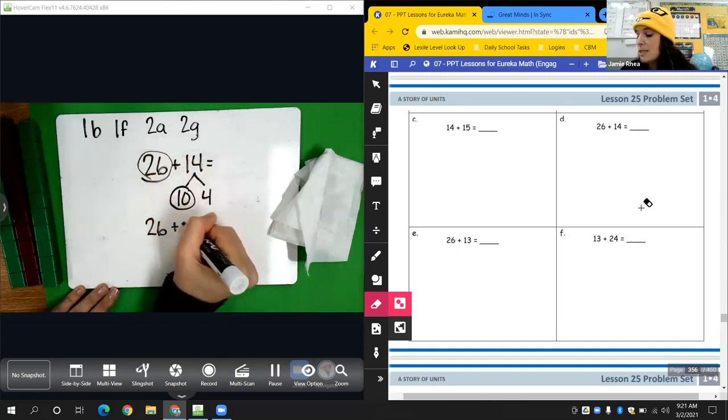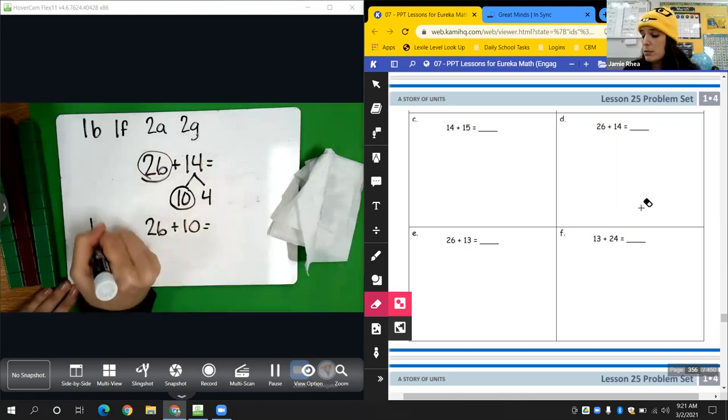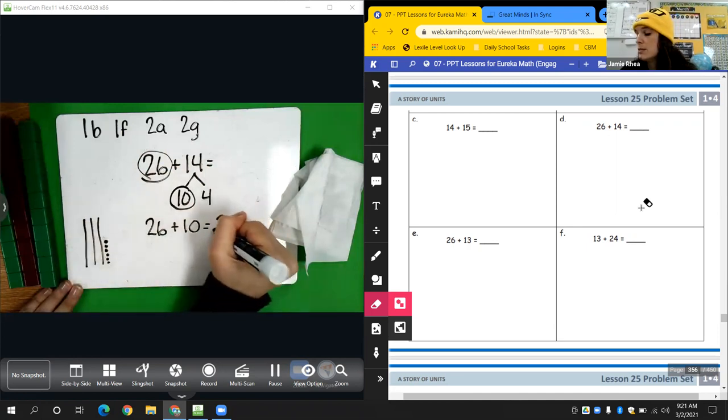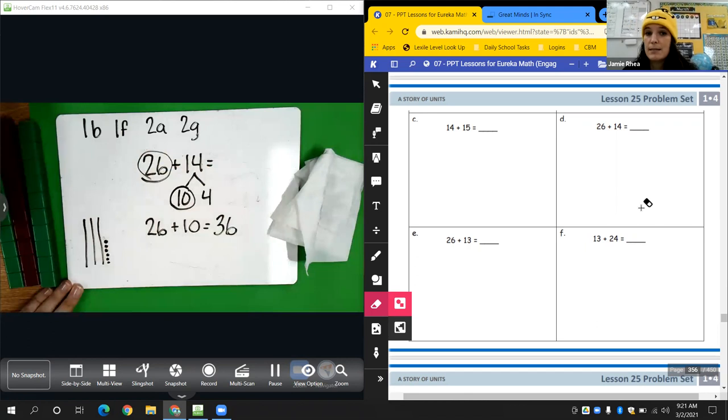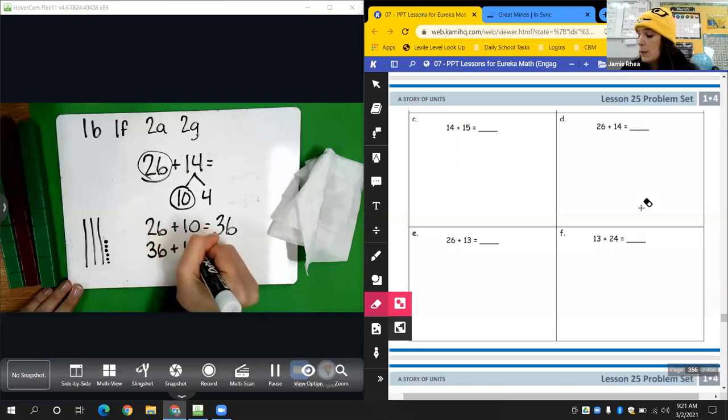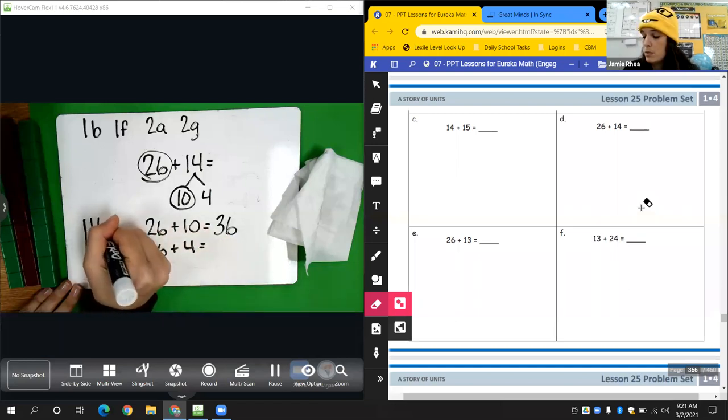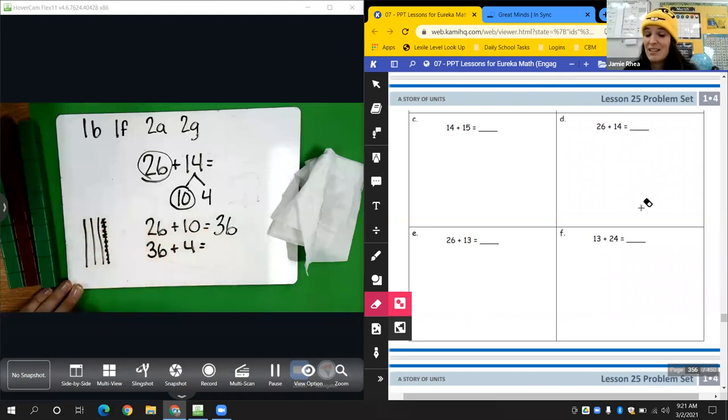26 plus 10. If you don't know, draw it out. 1, 2, 3, 4, 5, 6. There's 26, add 10 to it. Three tens, six ones, 36. Now I'm not done, I've got to add my four. Add four more. Guess what? Six plus four is 10. So I have four tens now. My answer is 40. Okay. You're doing 1B, 1F, add tens first.